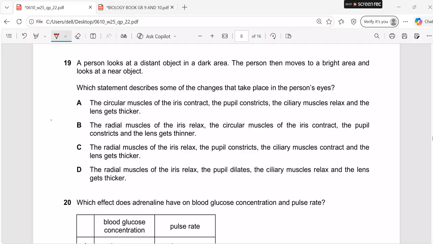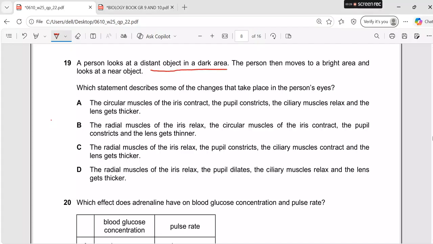Let us continue with multiple choice question paper for IGCSE Biology 0610. The paper code is 22 and the series is October-November 2025. So let's go for question number 19. Question number 19 says a person looks at a distant object in a dark area.